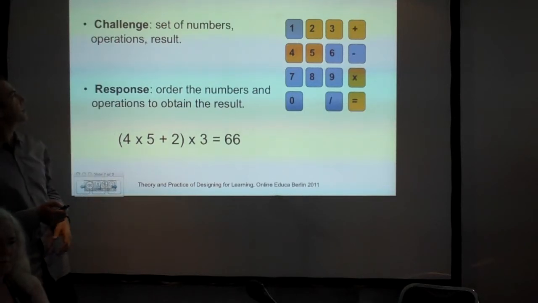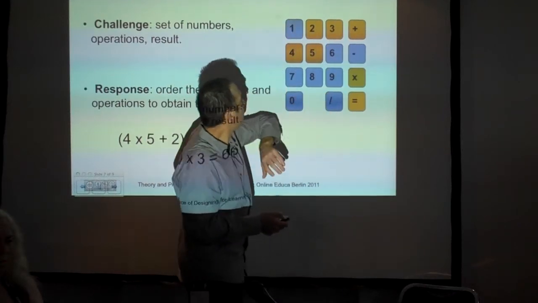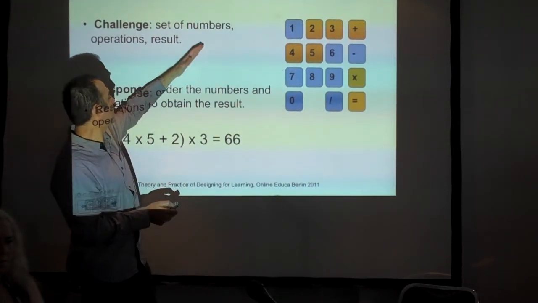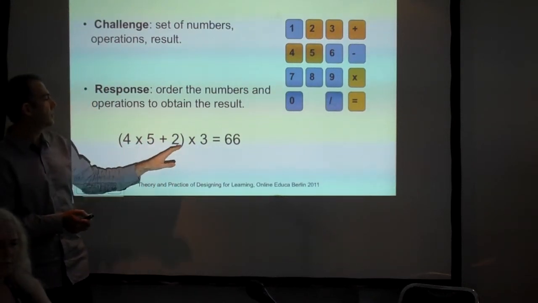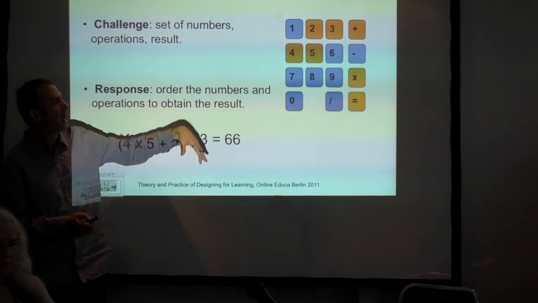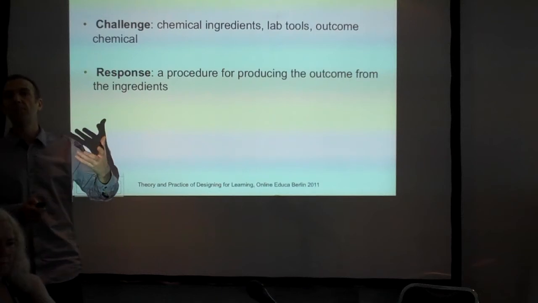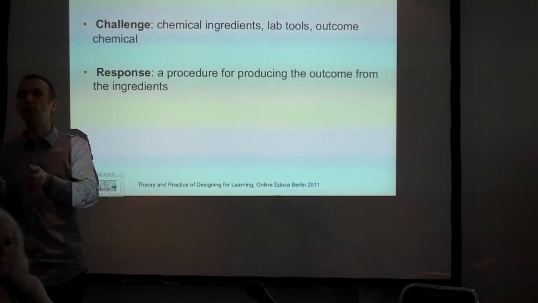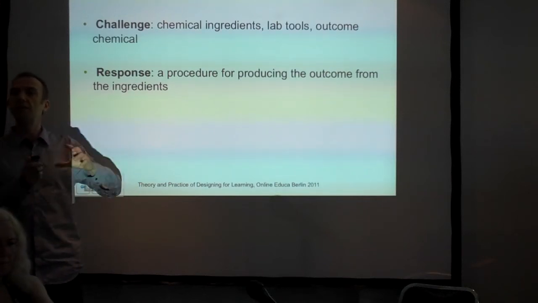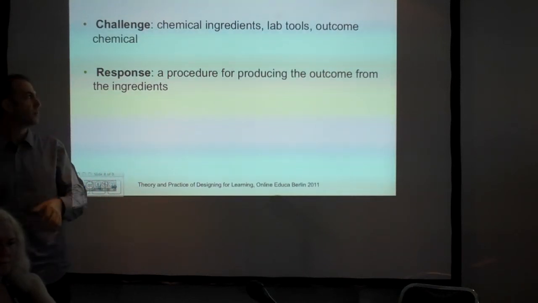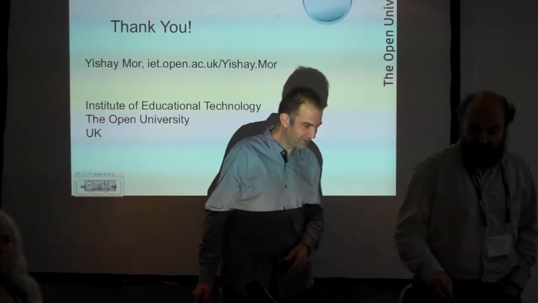This is basic numeracy. So, as a challenge, you would pose a set of numbers and some operations and a desired result. And the response would then be, here, this is how I use these numbers to generate this result, right? Or, in chemistry, for instance, you can pose, okay, here are the ingredients and the tools, and this is the outcome compound, and the response would be, okay, here's how you would use these ingredients and tools to produce this outcome.